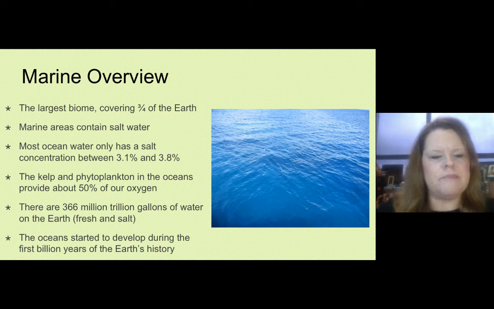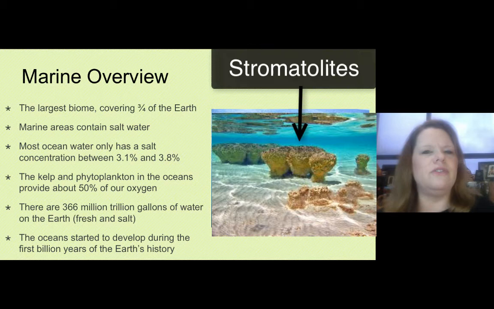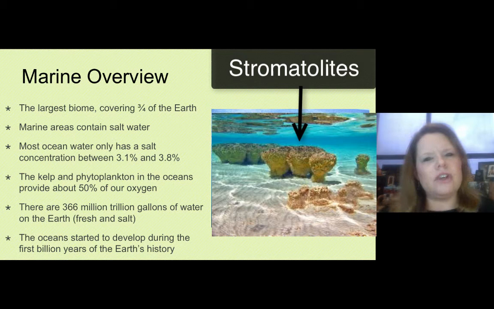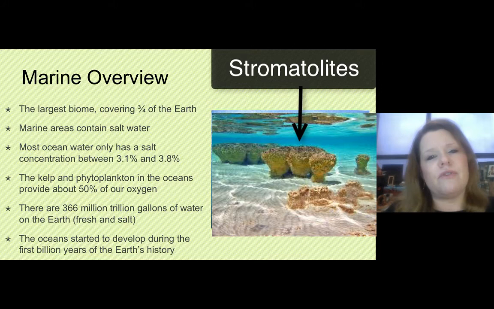The kelp and phytoplankton, kelp is a type of algae, by the way, that are located in oceans provide about 50% of our oxygen. There are 366 million trillion gallons of water on Earth, both fresh and salt combined. If you didn't know this, oceans started to develop back in the Precambrian Eon, literally right around 2.0 billion years to about 1.7 billion years ago, when a real cool thing called stromatolites began to evolve. They produced oxygen that filled up the water and caused the iron to drop out. And then when the water was saturated with oxygen, it sent it up into the atmosphere and created an oxygenated atmosphere.